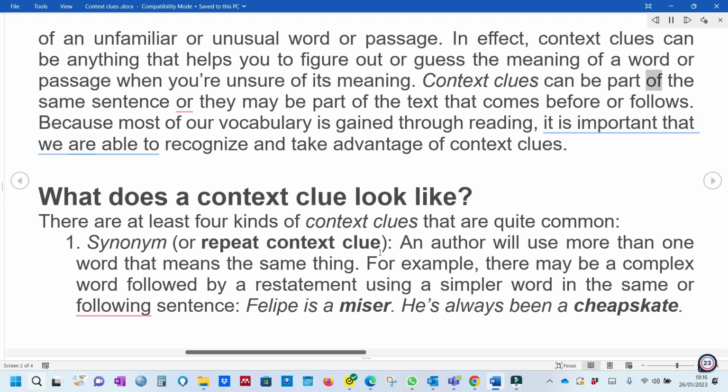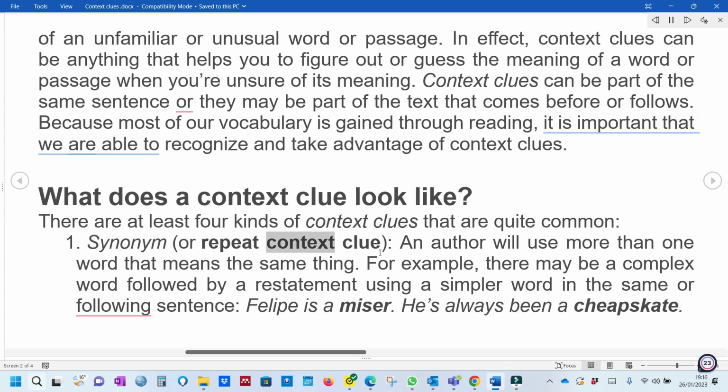Context clues can be part of the same sentence, or they may be part of the text that comes before or follows. Because most of our vocabulary is gained through reading, it is important that we are able to recognize and take advantage of context clues. What does a context clue look like? There are at least 4 kinds of context clues that are quite common.